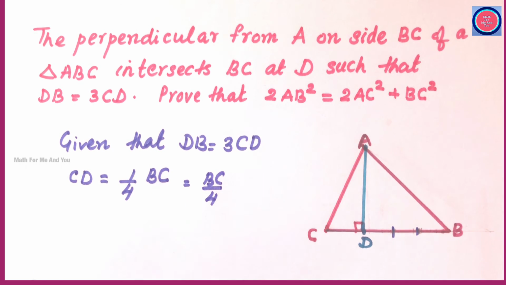What about DB? How many parts? 3 equal parts out of 4. So we could write DB equals 3BC over 4.